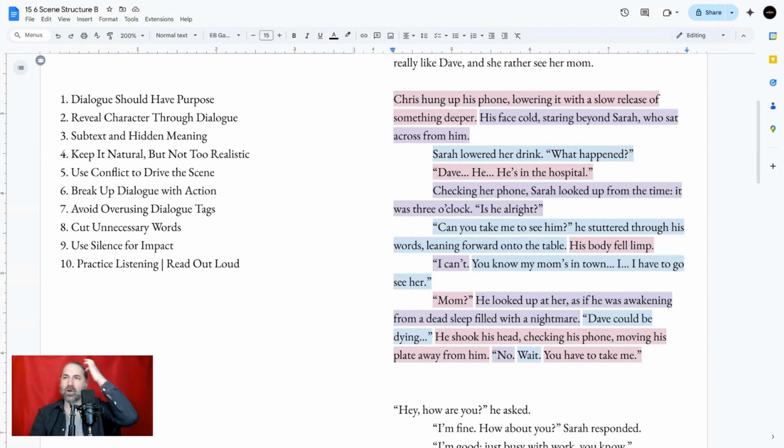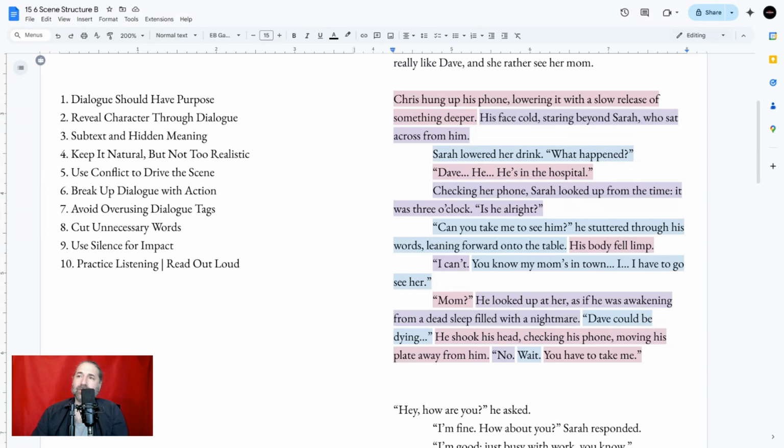So understanding why I'm using the word "no, wait, and then you have to take me," and why that rhythm, because "no" is like, no, you have to take me. Wait, you don't want it? Like, your mom's alive, and then you have to take me. So you have to think like that, right? You have to think deeper, even if you're just writing it.